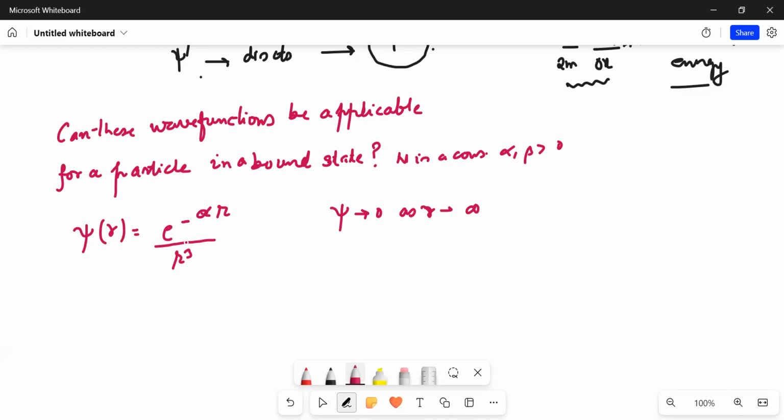Also, this is continuous as well as differentiable, so there would be no such problem with the quotient function. The problem is this particular thing: at r equal to 0, this will become infinite, or you can say at r equal to 0, the wave function is singular. Therefore, this cannot be a physically realizable wave function for a particle in a bound state.